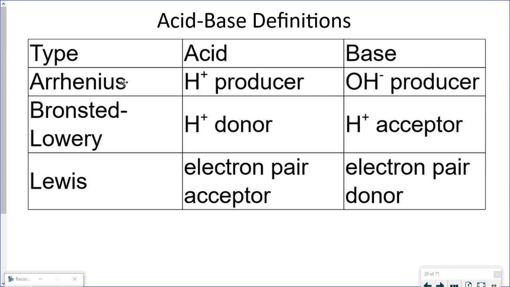So here's a chart that simply summarizes all three types of acids and bases together. Remember, Arrhenius was our basic acid-base definition, where acids produce hydrogen and bases produce hydroxide. Our Bronsted-Lowry acids and bases were ones where we had to identify the conjugate acids and bases. Remember, the acid donates the hydrogen, the base accepts the hydrogen. Whereas Lewis focused on the electron pairs, and these tend to be opposite of what we normally think of. The acid is accepting the electron pair, and the base is donating that electron pair.